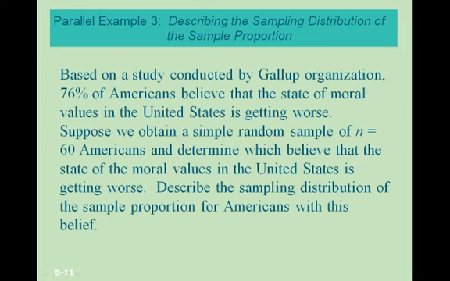So let's look at this example describing the sampling distribution of the sample proportion. Based on a study conducted by Gallup organization, 76% of Americans believe that the state of moral values in the United States is getting worse. Suppose we obtain a simple random sample of size n equals 60 Americans and determine which believe that the state of the moral values in the United States is getting worse. Describe the sampling distribution of the sample proportion for Americans with this belief.